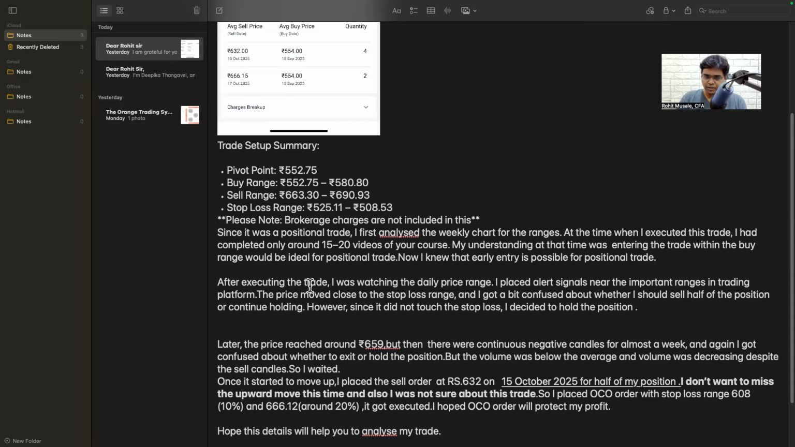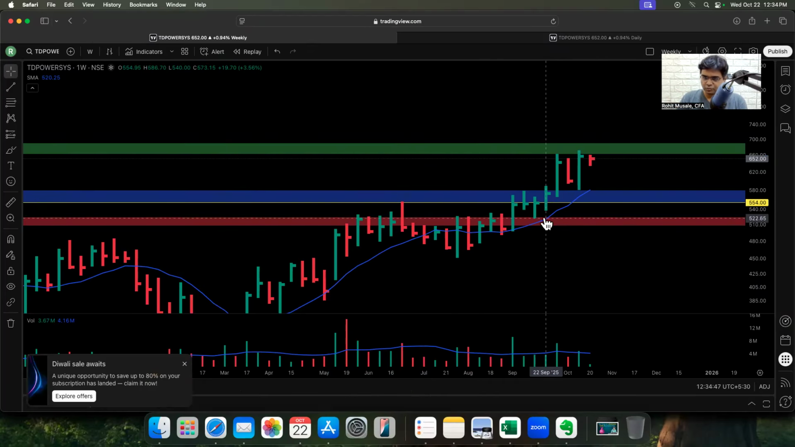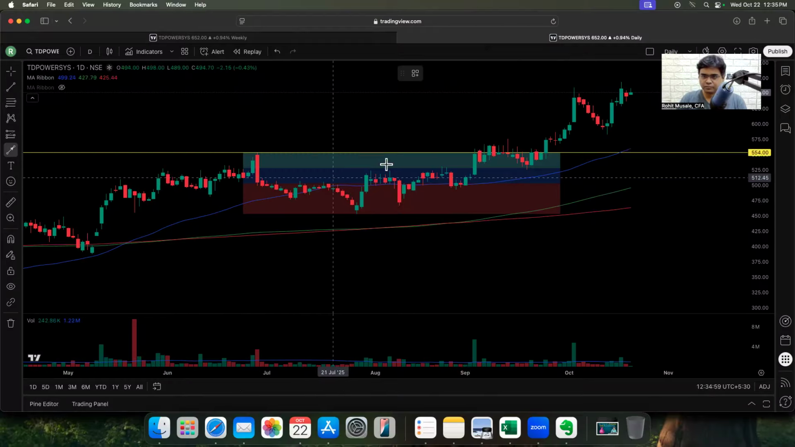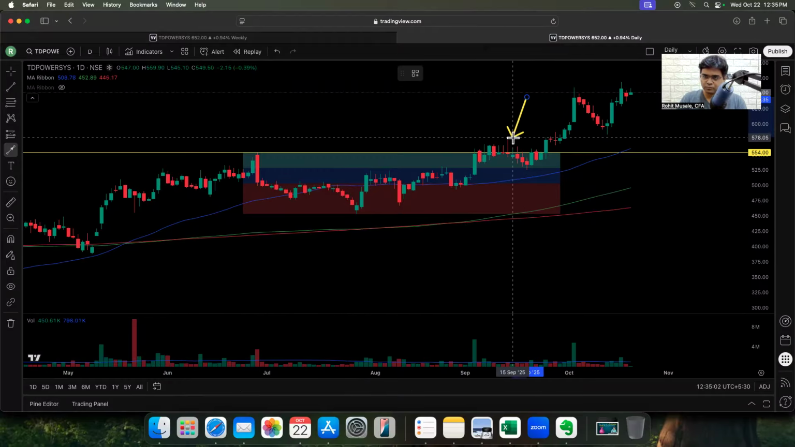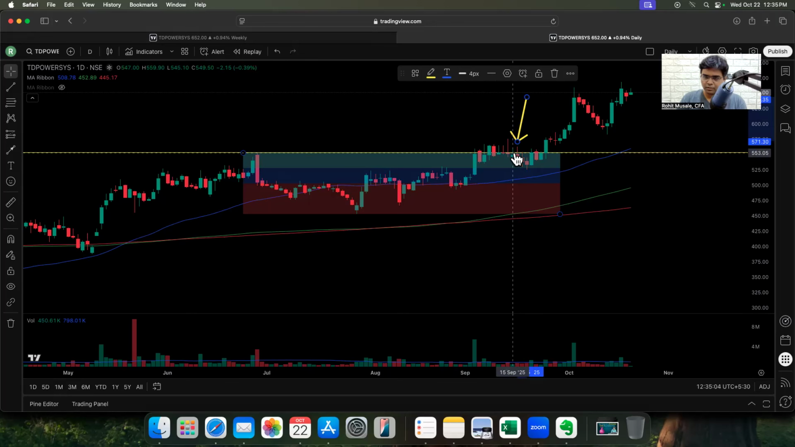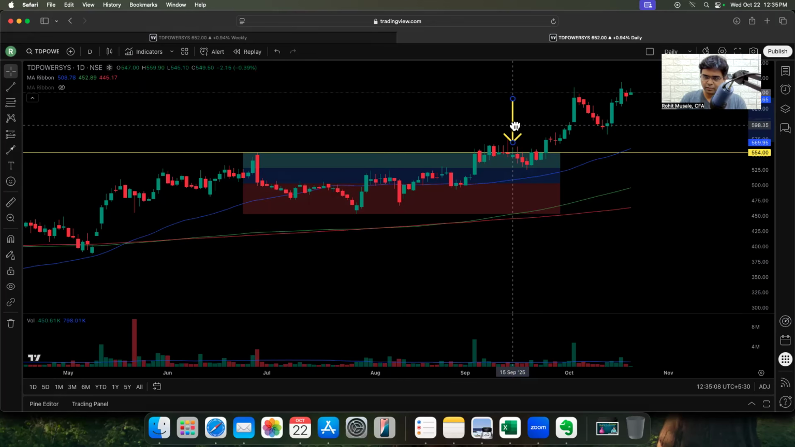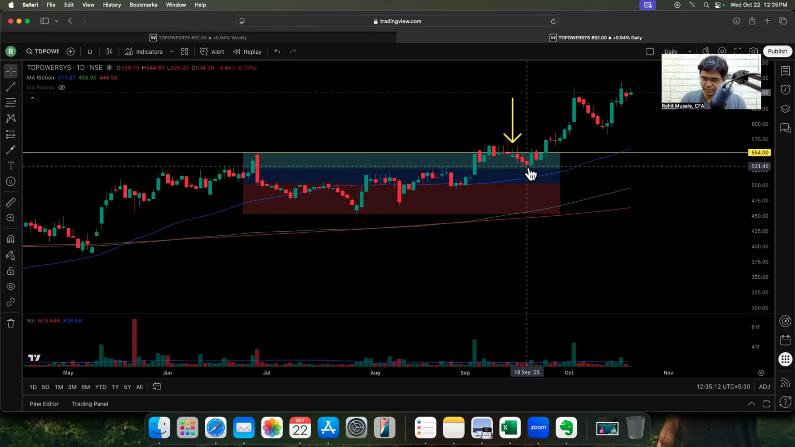The price moved close to the stop loss range. So let's check. The price definitely moved close to the stop loss range after she bought on Monday. So we look at the daily chart. This is 15 September. This was the day she bought. Let me mark that. This green candle. See, that was the day she bought and then it started moving down.